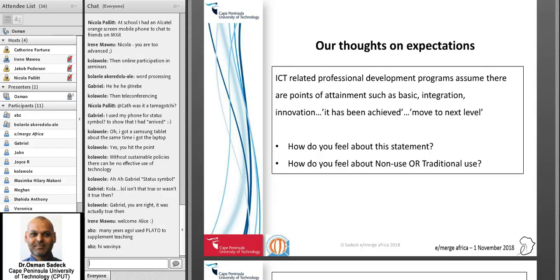So these are the statements, and you don't really have to respond to them here. How do you feel about the way in which things are actually implemented or expected? That it has been achieved, you must move on to the next, it must be measured, and then you can move on to the next.